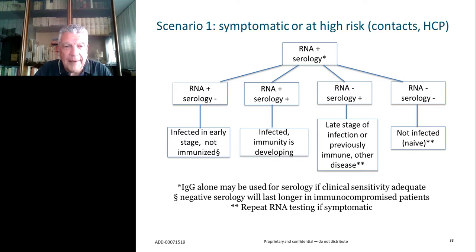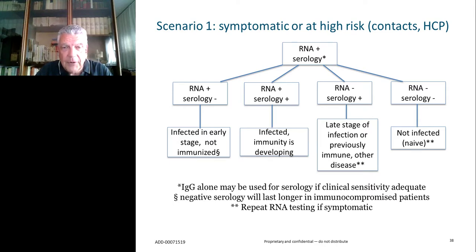unless the person is immunocompromised, or, as we have seen before, if the person has very mild or no symptoms, but this is contradictory to the title of the slide, and in that case, the humoral immune response may be delayed. If you have both positive, well, in this case, this is an infection with immunity in development but not resolved. This looks resolved, late stage of infection or previously immune, if diseased with another kind of disease. But since we are dealing with symptomatic or high risk, it would be advisable to check again for RNA.